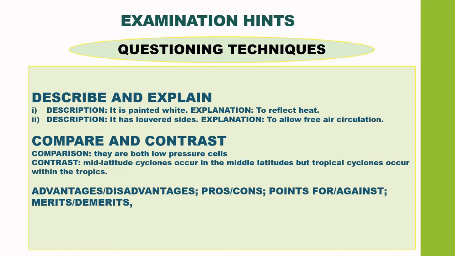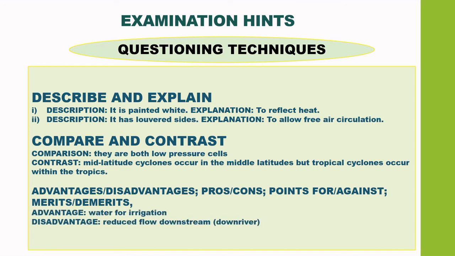Then another technique, you could be asked to give advantages, disadvantages, pros or cons, points for or against, merits or demerits. For example, you could be asked to give the advantage and disadvantage of dam construction. Then you could say the advantage is water for irrigation. Then the disadvantage is reduced flow downstream or downriver.